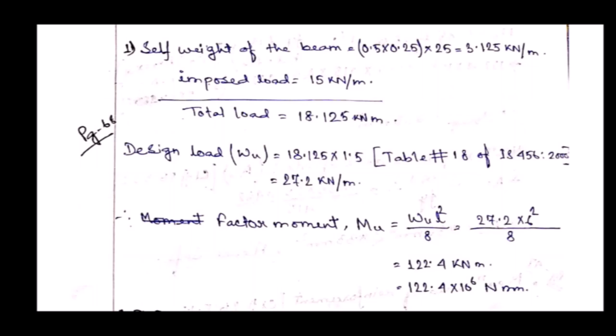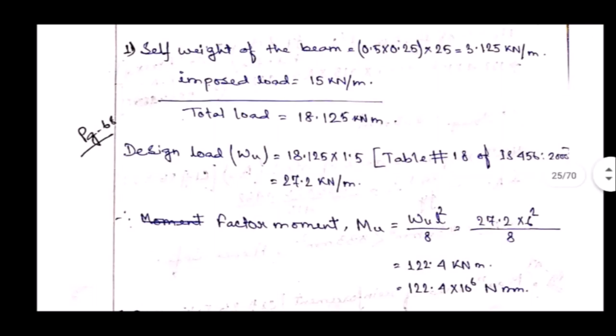So we have to multiply the partial safety factor 1.5 with the total load 18.125. So the design load or factored load, Wu, is 27.2 kilonewton per meter. From the factored load we calculate the factored moment, Mu, equal to WL square by 8, the formula for a simply supported beam, equal to 27.2, the factored load, into 6, the effective length, squared, by 8. So the value is 122.4 kilonewton meter. If we convert this to newton mm, we multiply by 10 to the power 6. So the factored moment is 122.4 into 10 to the power 6 newton mm.